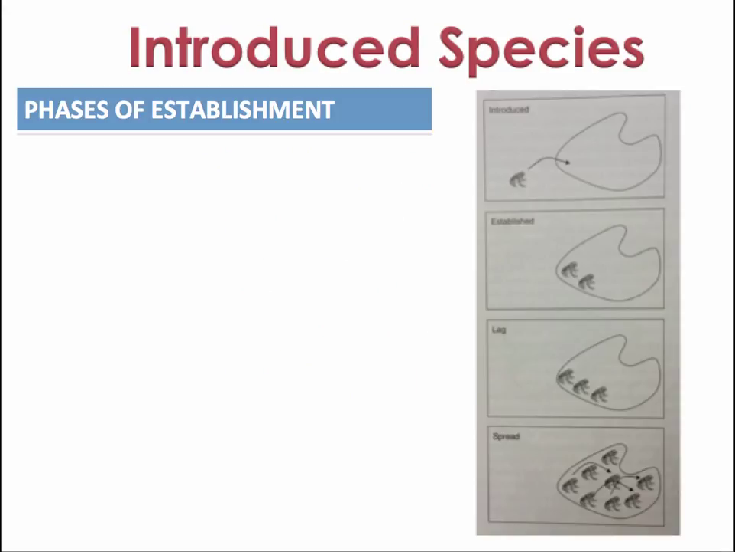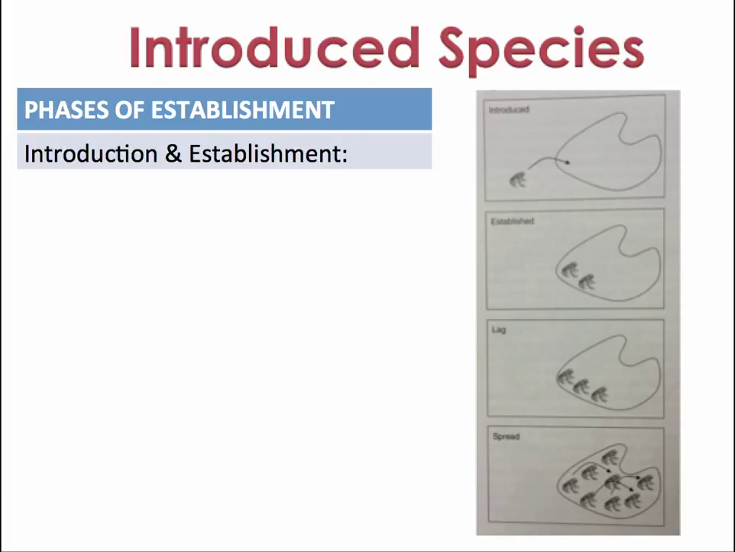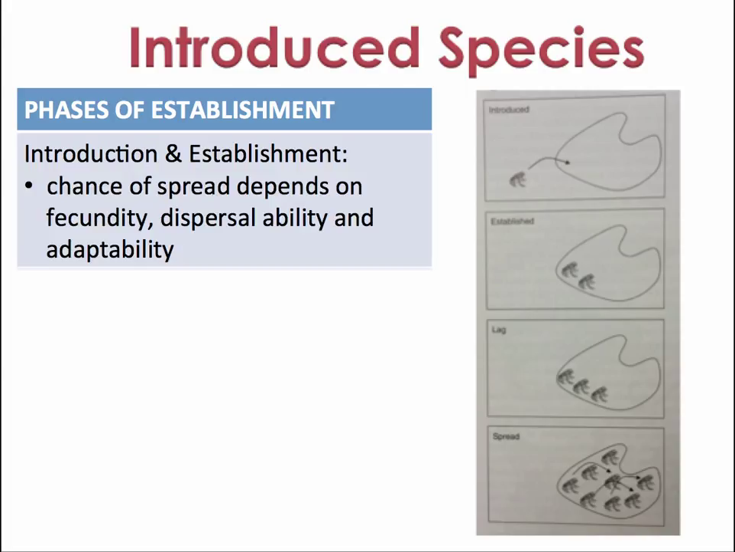Introduced species go through several different phases of establishment to become invasive species. The first one is introduction and establishment, where individuals get introduced to a new area and then they establish themselves. The chance of spread into an invasive species depends on fecundity, dispersal ability, and adaptability. All three of these things are related to the genetics and what's in the genes and how that influences these things. The next phase is a lag phase.